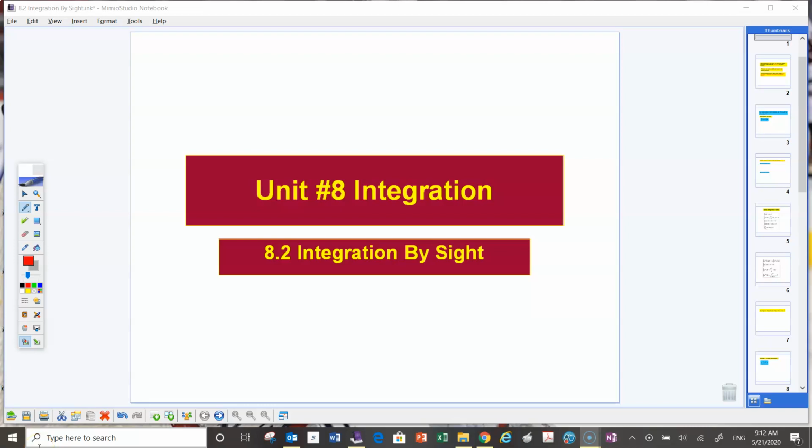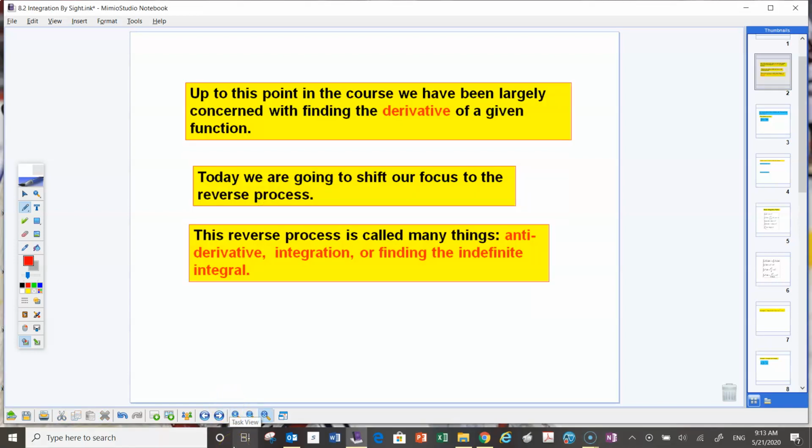Up to this point in the course, we have been studying derivatives and applications of derivatives. In Chapter 8, we're going to switch our focus to integration. Integration is the inverse or reverse process of differentiation, and it is given many different names. The first title it's sometimes called is the antiderivative, or just integration, or finding the indefinite integral.